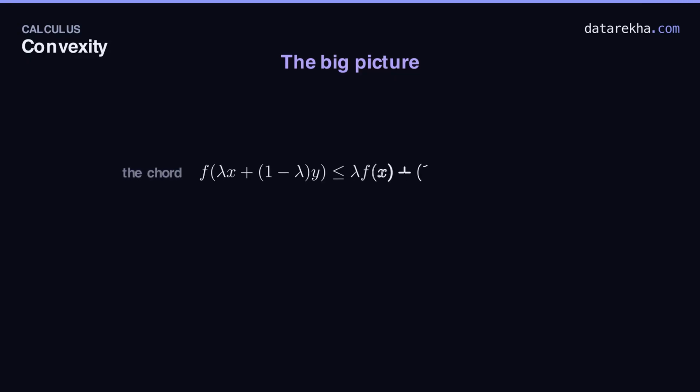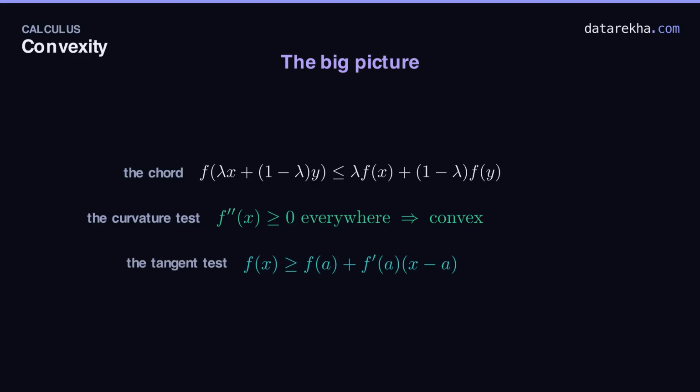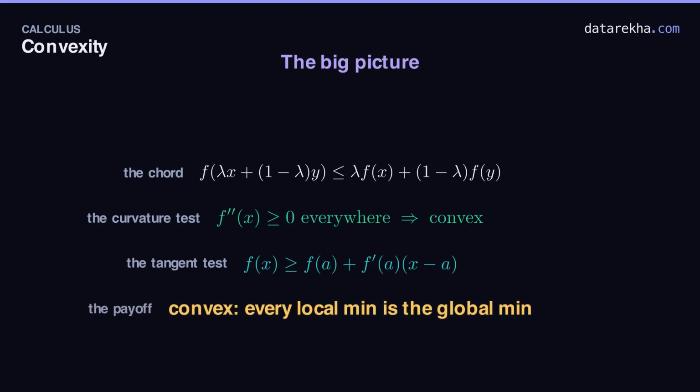Let's lock it all in. Convexity is the chord above the curve. The height at any blend never exceeds the chord's height there. The fastest check: f double prime non-negative across the whole domain means convex. Equivalently, the graph never dips below any of its tangent lines. The first order test. And the reason it all matters: for a convex function, every local minimum is automatically the global minimum. Find one flat spot and you've found the best there is. Master these 4 lines, and convexity will feel obvious.